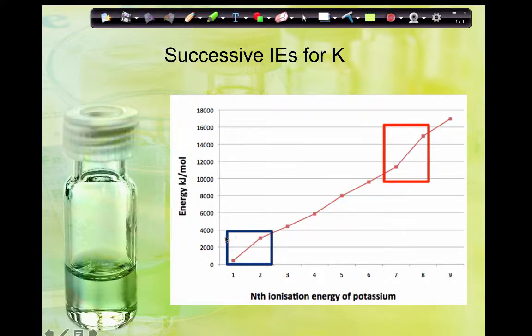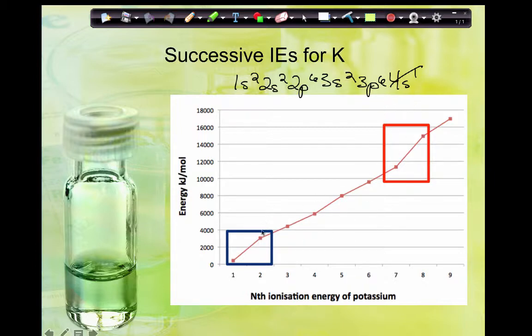Potassium's configuration is 1s2, 2s2, 2p6, 3s2, 3p6, and then 4s1. Looking at these configurations, after I remove the first electron, now I'm on a lower energy level. These electrons are going to be closer to the nucleus, and also I've removed that extra repulsion. So it gets a little bit harder to remove the next electron.